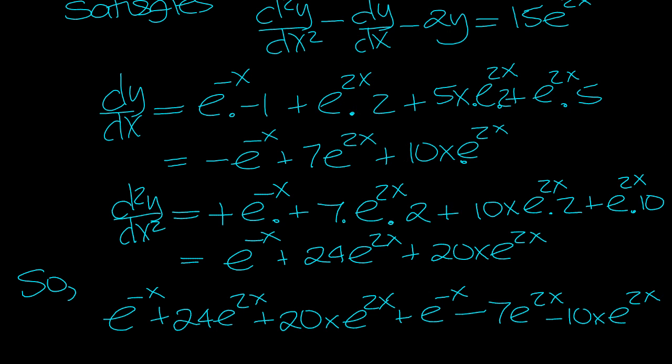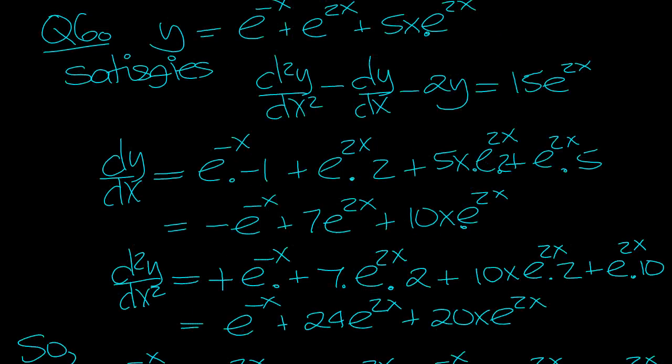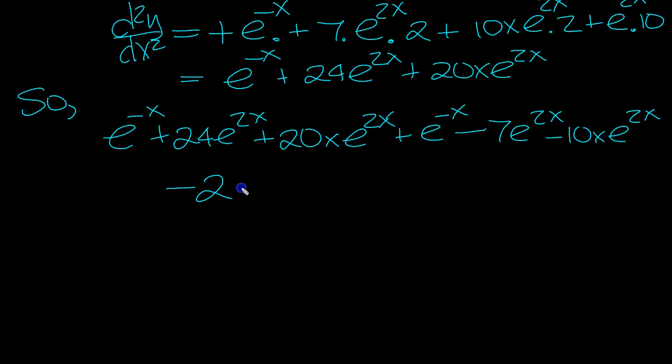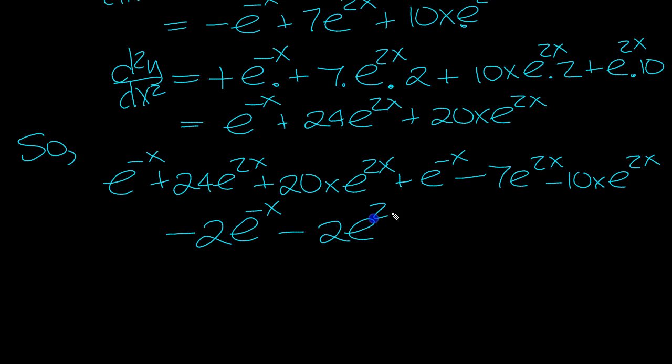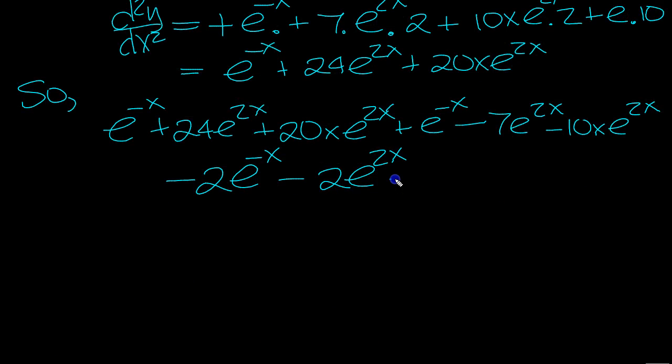Minus 2y, so I've got to be careful again. Minus 2 lots of y, which is this. So 2 of these, 2 of these, and 2 of these. So minus 2 of those, minus 2e to the minus 2x, I think it was, minus 2 of the next term, e to the 2x, and then minus 2 of these, which is minus 10x e to the 2x.